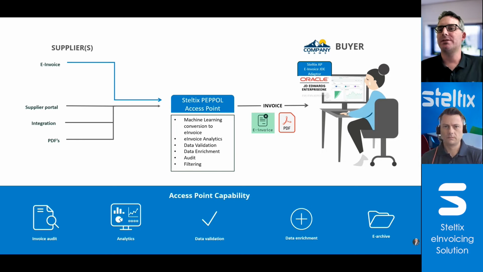So the two key points to enabling e-invoicing for operating as a buyer is the module or the extension to JDE, which is the Steltex AP invoicing JDE adapter, which we'll showcase shortly, and then a subscription to the Peppol network, which is enabled through Steltex, and that will cater for the different scenarios, the different types of invoicing that you're receiving.